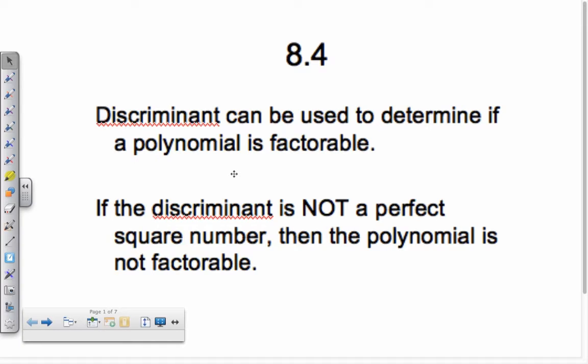How do you know if a polynomial is factorable over the rationals? Well, you're going to know it is if the discriminant is a perfect square. So if the discriminant is not a perfect square, then the polynomial is not factorable. So if it's not 1, 4, 9, 16, 25, and so forth, then it's not a factorable polynomial. And that's for quadratics only, obviously.